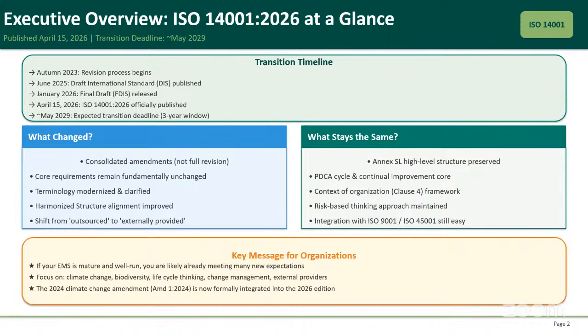So this review has started since 2023. The first draft came in 2025, and by January 2026, the final draft was released before we now have the officially published ISO 14001:2026. And this, like I said the other time, takes a 3-year transition period. Now, what has changed? There are some amendments that we are going to talk about.